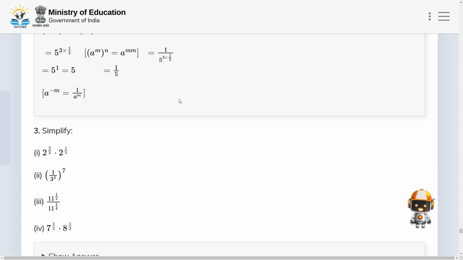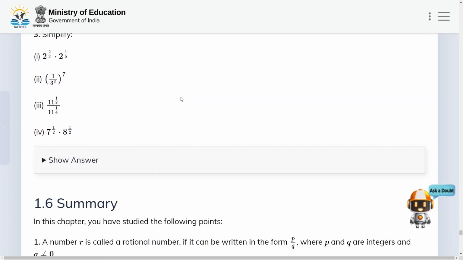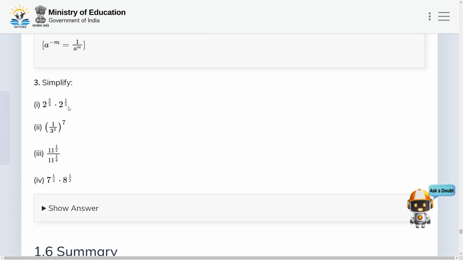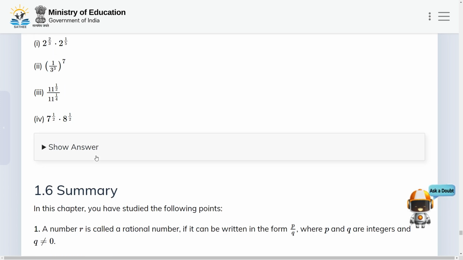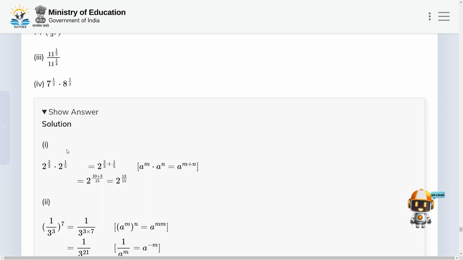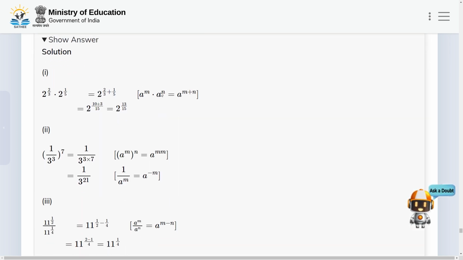Okay, and now let us move to the next problem. So in the next problem, we have to simplify 2 to the power 2 by 3 into 2 to the power 1 by 5. Here we can use this formula, a to the power m into a to the power n is equal to a to the power m plus n. Here we have 2 to the power 2 by 3 into 2 to the power 1 by 5.